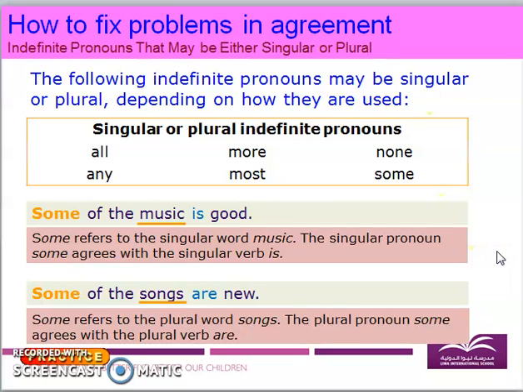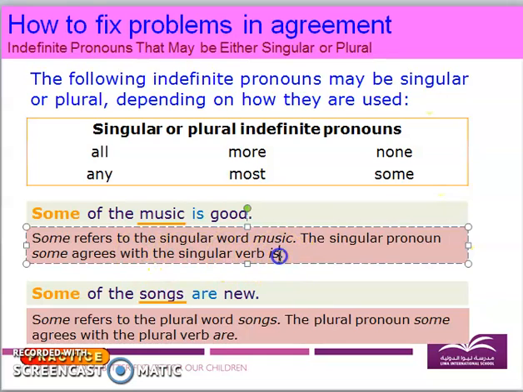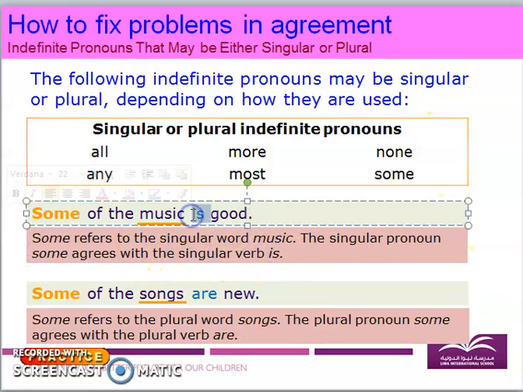So, we cannot say musics, no, because music is an example of a non-countable noun. So the singular pronoun some agrees with the singular verb is. That's why we use is here, because of the noun music.